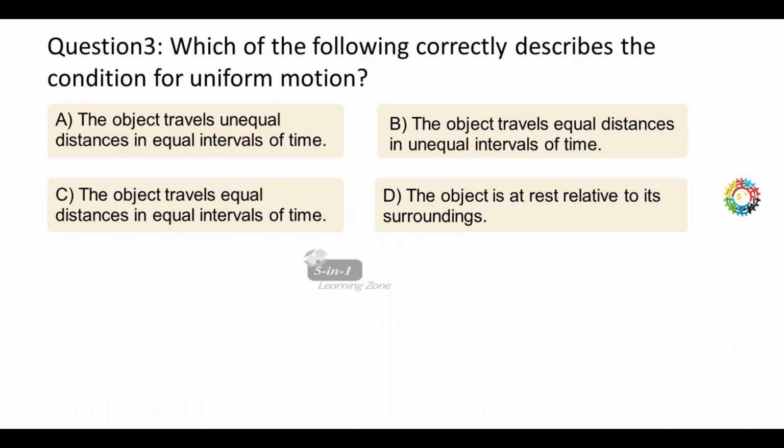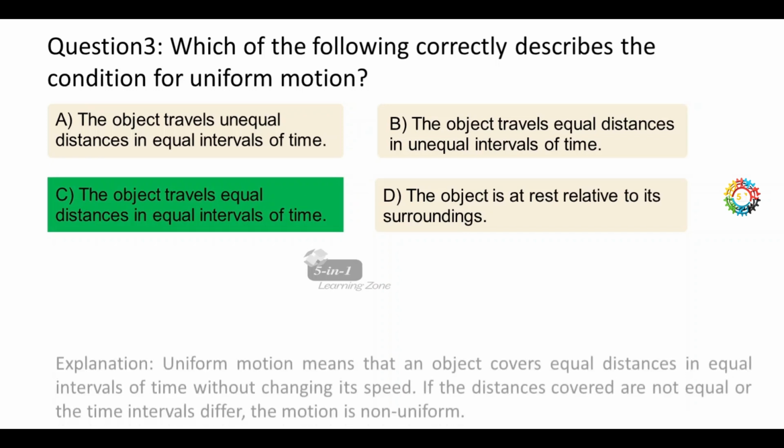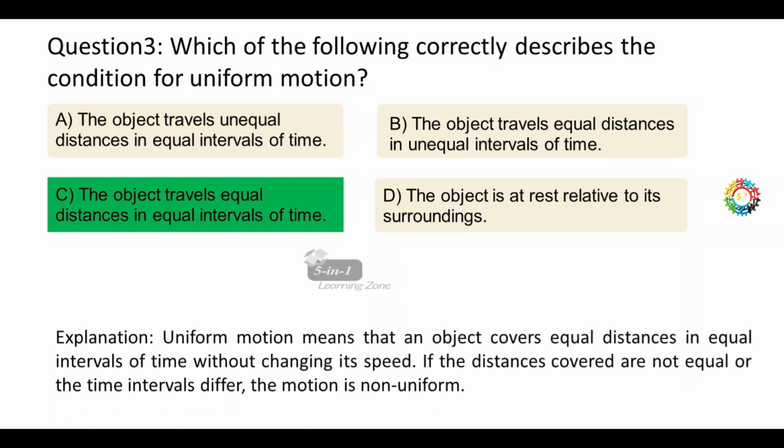Question 3. Which of the following correctly describes the condition for uniform motion? Answer. C. The object travels equal distances in equal intervals of time. Explanation. Uniform motion means that an object covers equal distances in equal intervals of time without changing its speed. If the distances covered are not equal or the time intervals differ, the motion is non-uniform.